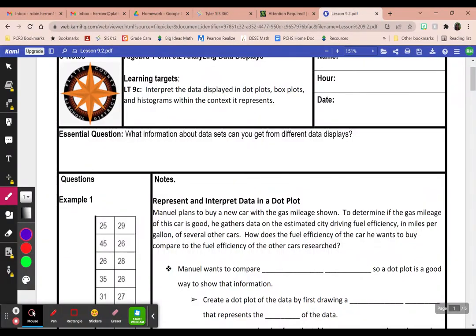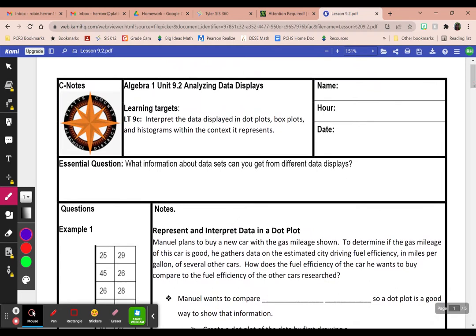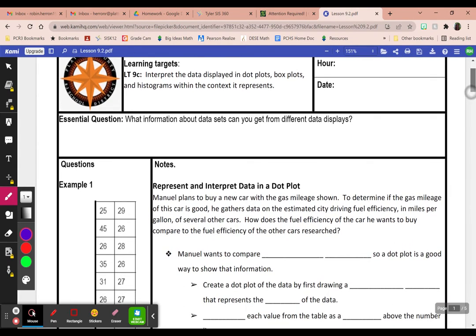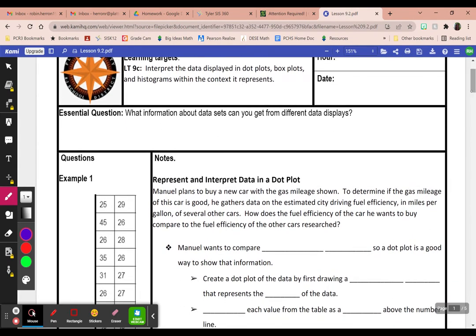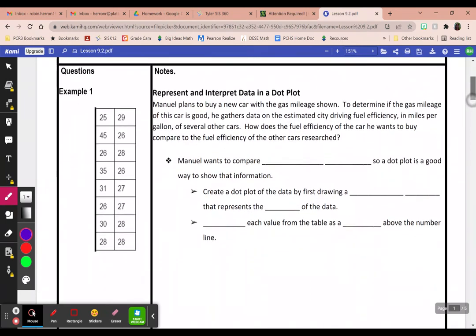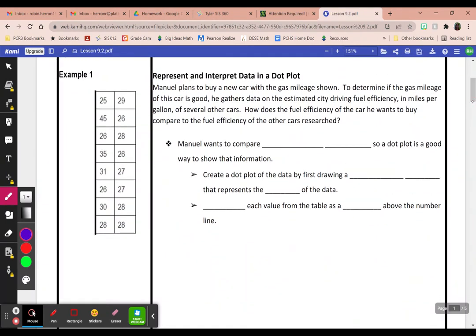All right, so today you guys are going to learn a little bit about 9.2, which is analyzing data displays. Okay, the learning target at the top there is to interpret the data displayed in dot plots, box plots, and histograms within the context it represents. So we're going to be learning how to make each one of those and to read it from there as well.